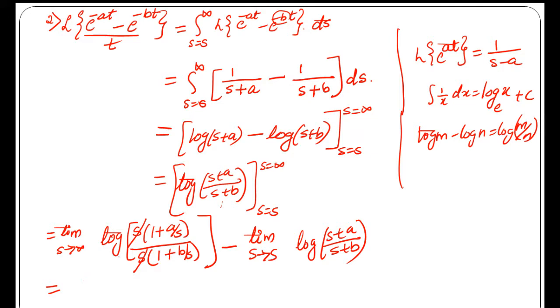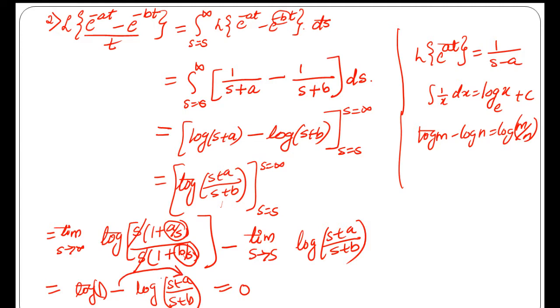When s is equal to infinity, 1 by infinity or a by infinity is 0, even b by infinity is also 0, correct? So (1 plus 0) divided by (1 plus 0) is 1. So we will get finally log 1 minus log of the same term, since s tends to s only. So log 1 value is 0, and the minus sign I'll take here, correct?